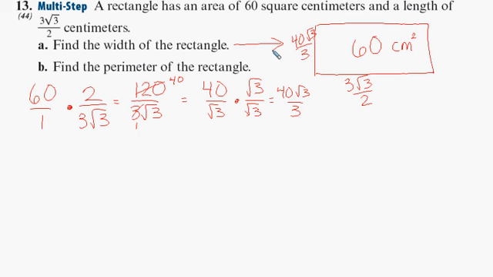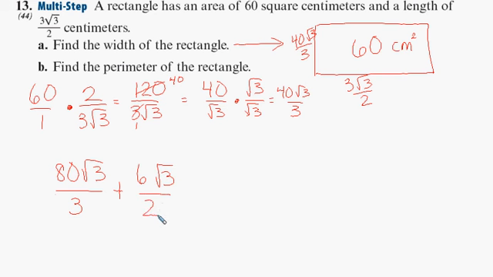Find the width, okay? Now it says find the perimeter of the rectangle, which means that we're going to have to double the 40 because there's two widths, and we're going to have to double the lengths. So we have 80 times the square root of 3 over 3 plus 6 times the square root of 3 over 2.